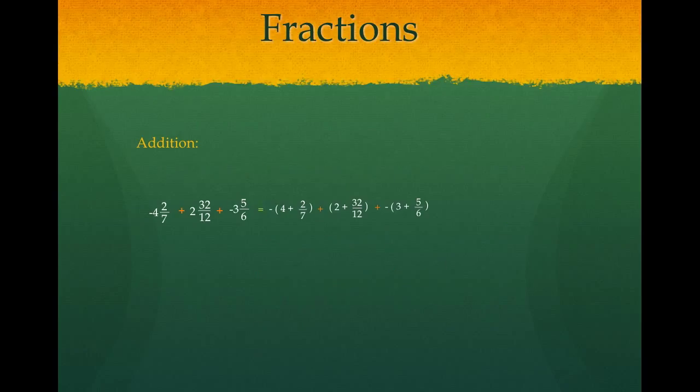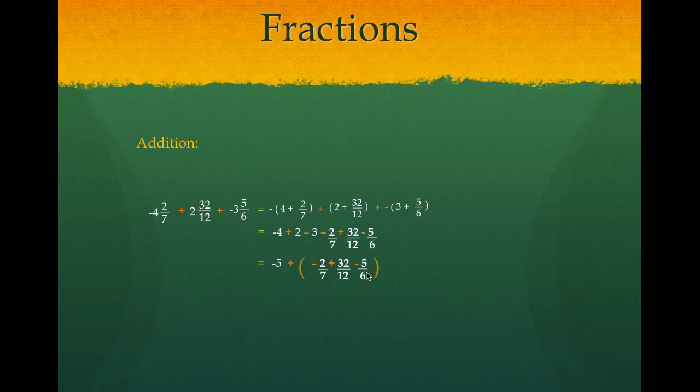In the second way, we can add the whole number part together and the fraction part together and then add both of them. So we'll just expand this expression so that we'll get minus 4 plus 2 and minus 3. And this will be minus 2 by 7 plus 32 by 12, and this will be minus 5 by 6. So this will be equal to minus 5, because minus 4 plus 2 minus 3 will be minus 5. And then we'll do the addition of the fraction part here.